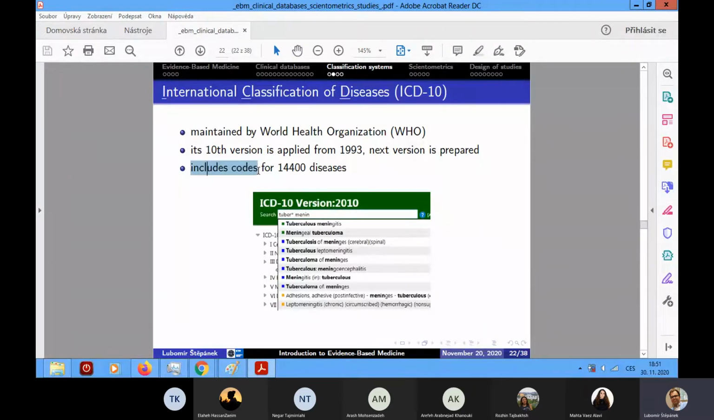So it goes to more than 10,000 diseases, and you can see the logic of the codes. This is the number 2010, the newest version, but we still await the next version. There are some small changes, and the 10th version is still the basis for these small changes. The fundamentals of these versions are still from 1993.